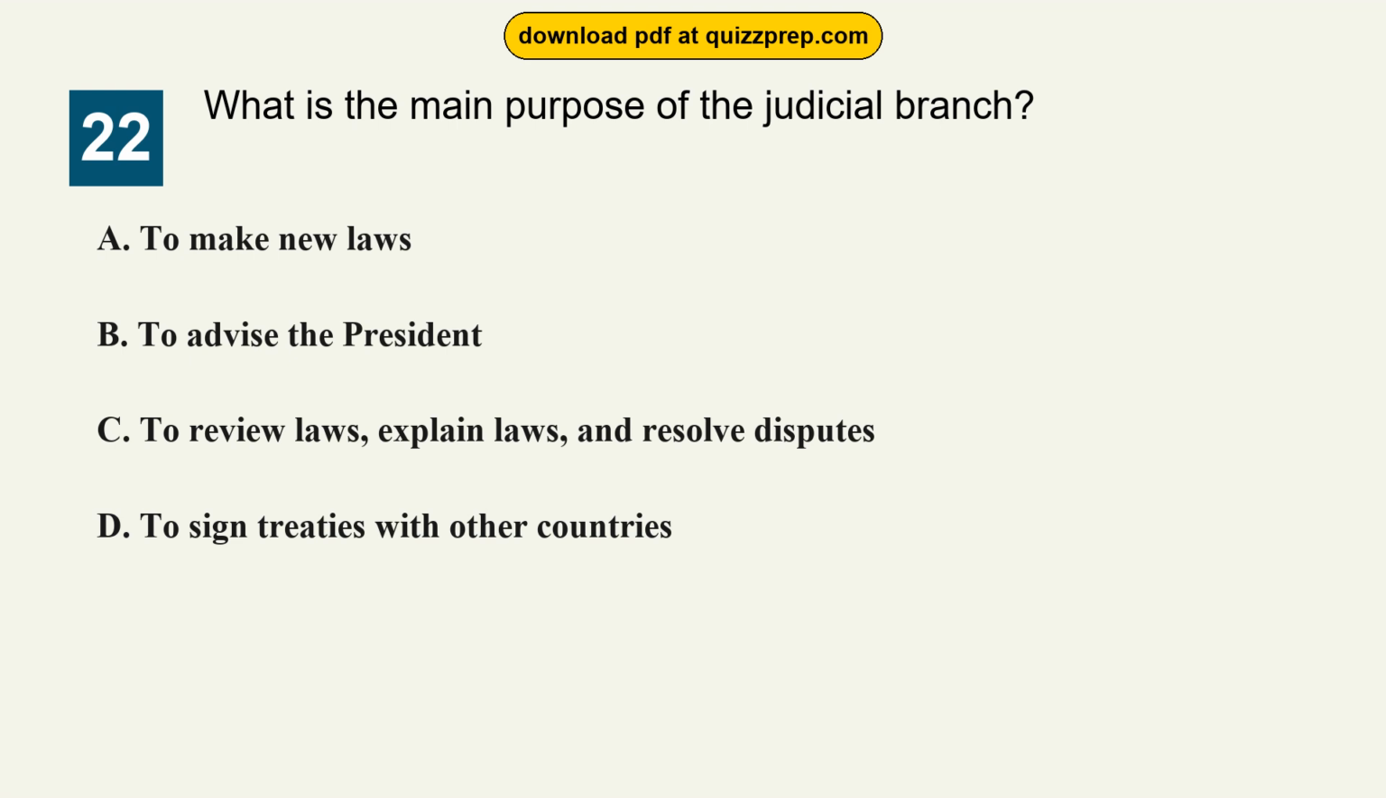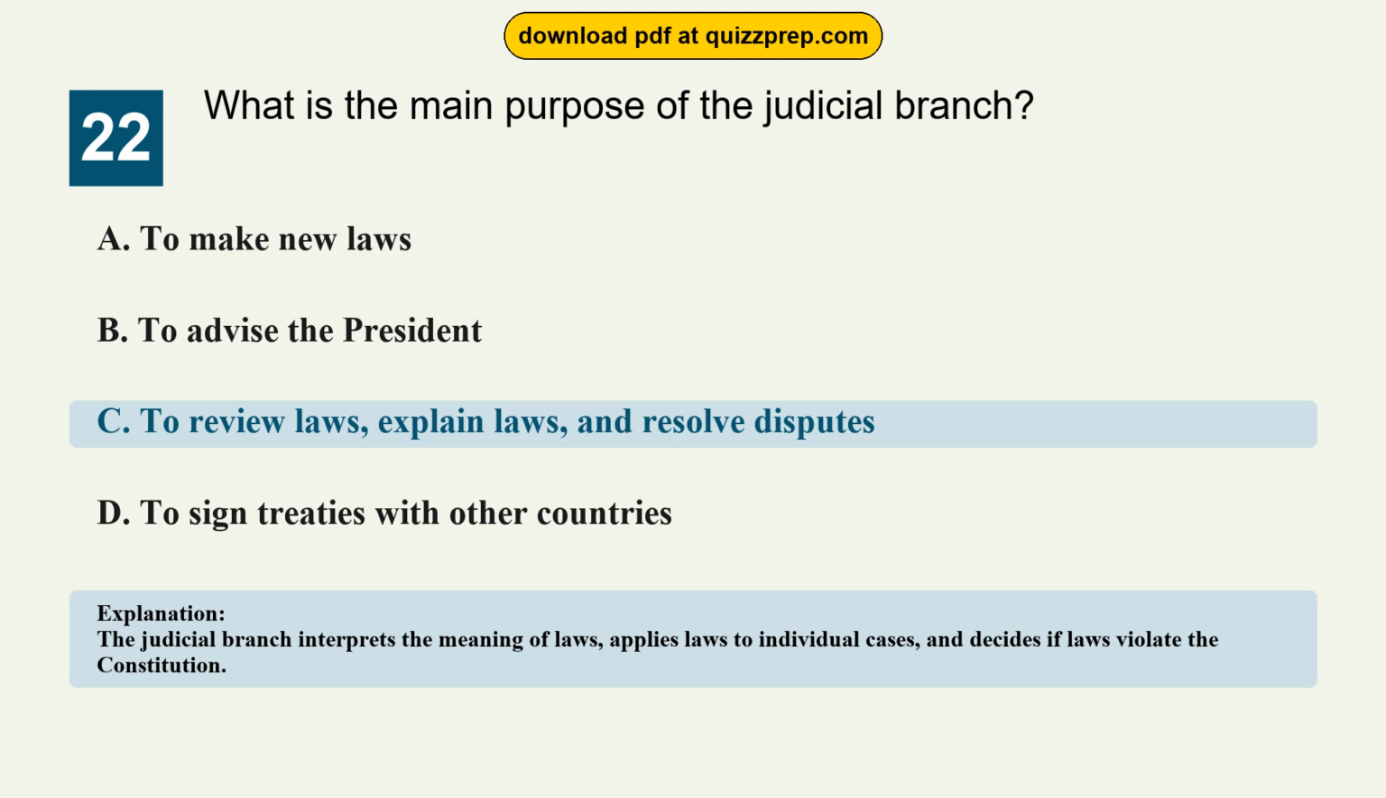Question 22. What is the main purpose of the judicial branch? Option A. To make new laws. Option B. To advise the president. Option C. To review laws, explain laws, and resolve disputes. Option D. To sign treaties with other countries. The correct answer is option C. To review laws, explain laws, and resolve disputes. The judicial branch interprets the meaning of laws, applies laws to individual cases, and decides if laws violate the Constitution.